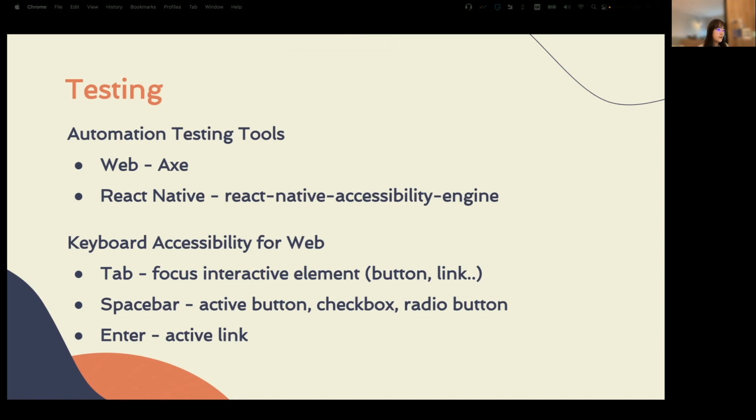For web, something you need to be careful about is that accessibility in web also means keyboard accessibility, even with VoiceOver. Users need to be able to go through all the elements with just the keyboard. They use the tab key to focus interactive elements like buttons or links. The spacebar activates buttons, checkboxes, and radio buttons, and the enter key activates links. So when we test, we also need to test for keyboard accessibility.